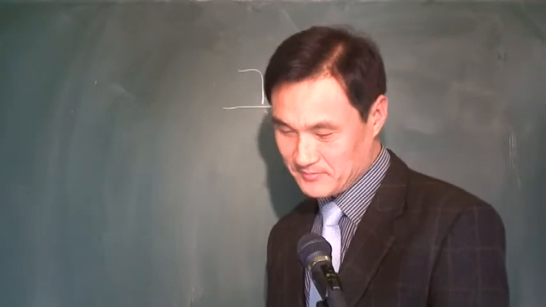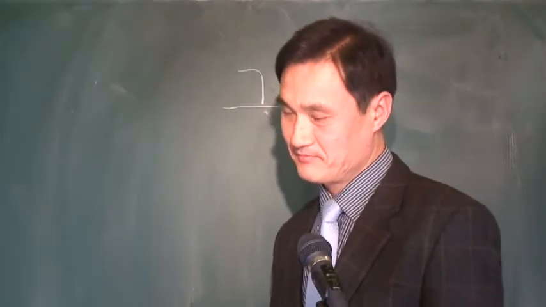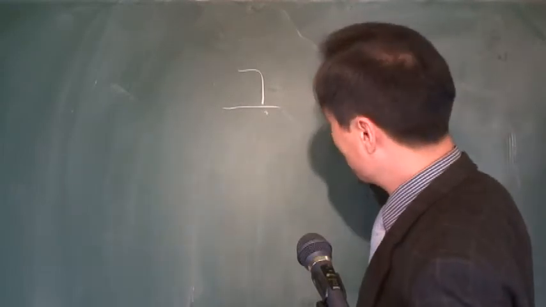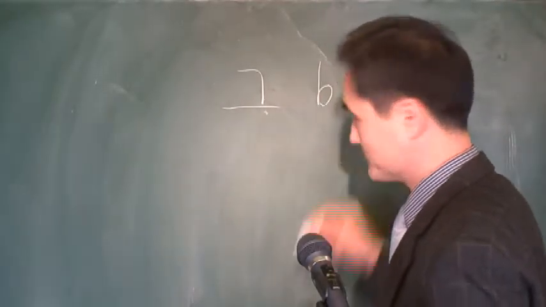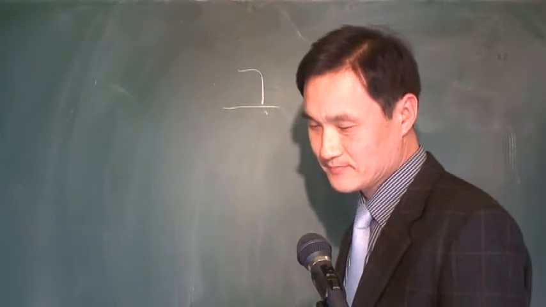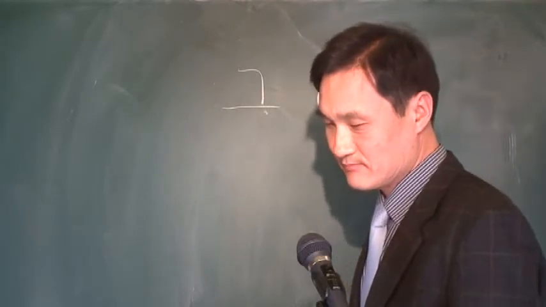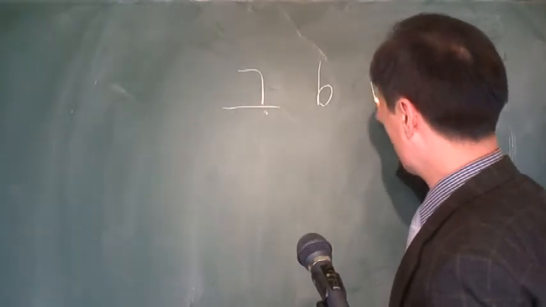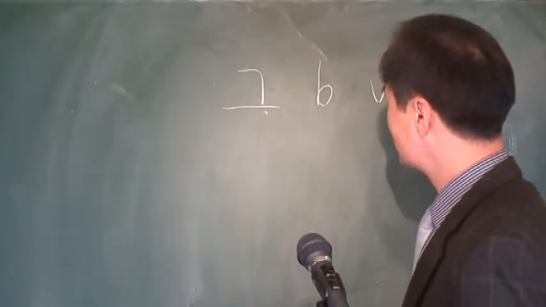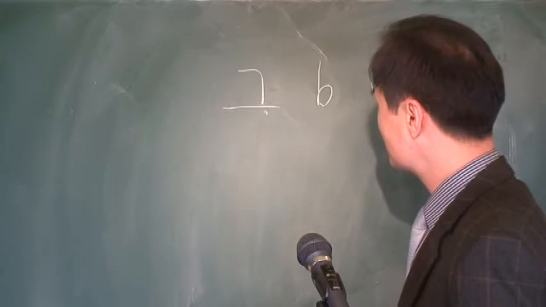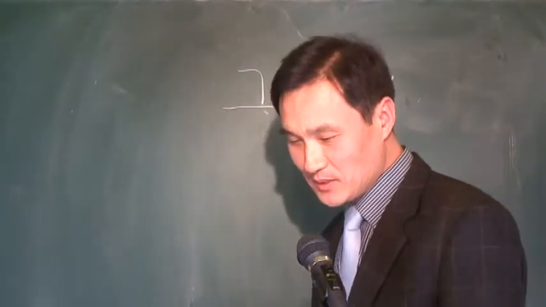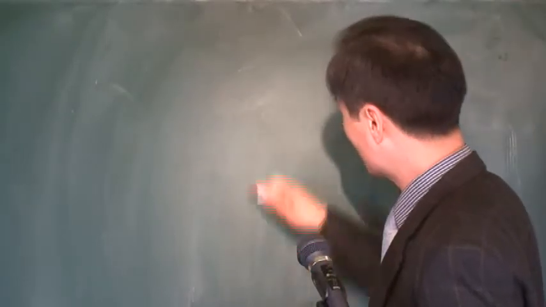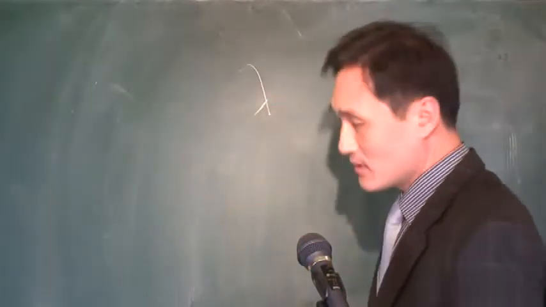Next, bet. Please read along. Bet. The sound of this letter is like the letter B of the English alphabet. When this letter is pronounced softer, it sounds like the letter V of the English alphabet.